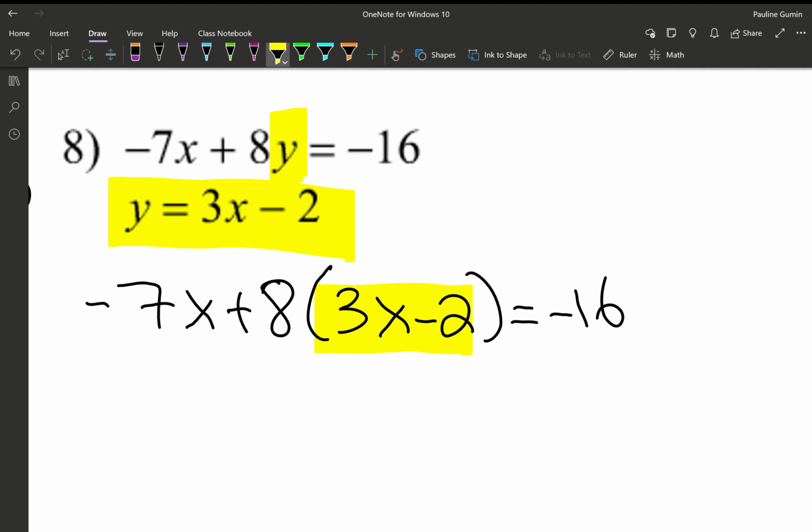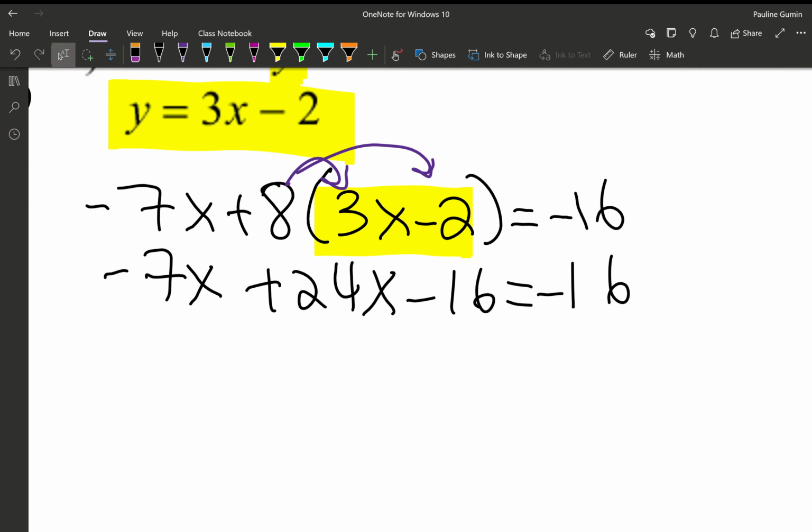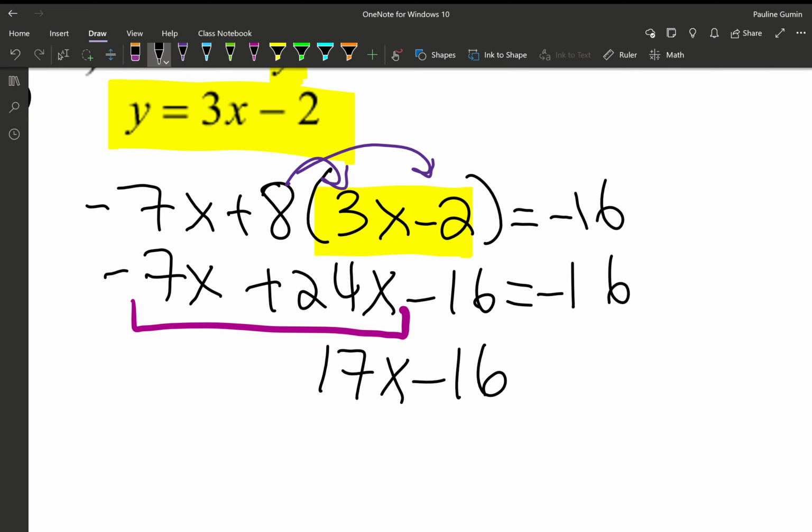Our next step is to distribute. Negative 7x stays negative 7x, but we distribute that 8. 8 times 3x is 24x. 8 times negative 2 is negative 16. Next, let's combine some like terms. We'll combine the x's right here, which means we have 17x minus 16 equals negative 16.